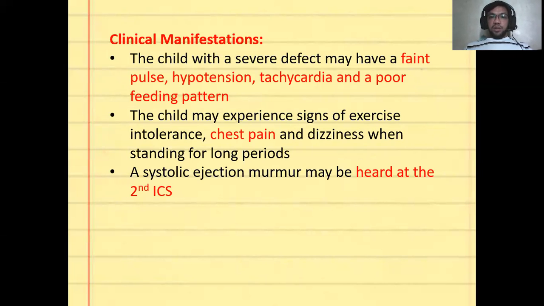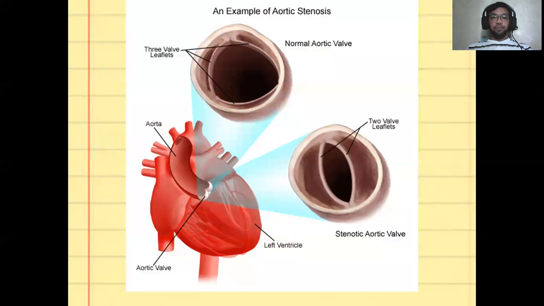Clinical manifestations. A child with a very severe defect or severe narrowing may have a faint pulse. There's, of course, hypotension due to the lack of oxygen being delivered into the aorta, tachycardia, and a poor feeding pattern because children who have aortic stenosis may be very tired. They do not have the energy to feed. So a child may experience signs of exercise intolerance, again, chest pain, dizziness if they are standing for long periods. A systolic ejection murmur may be heard at the second intercostal space.